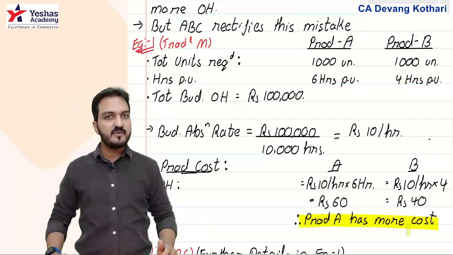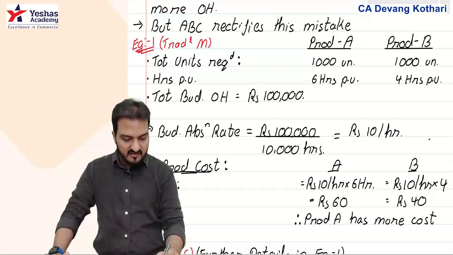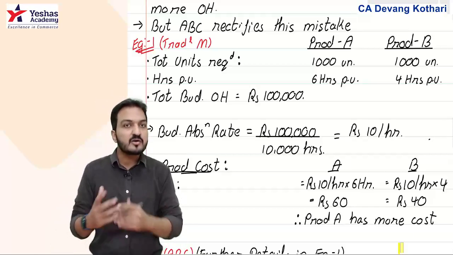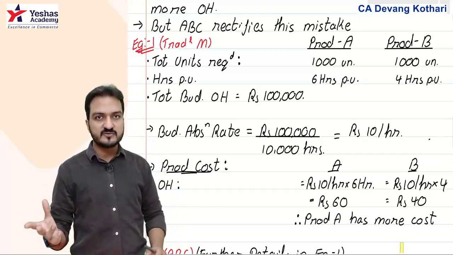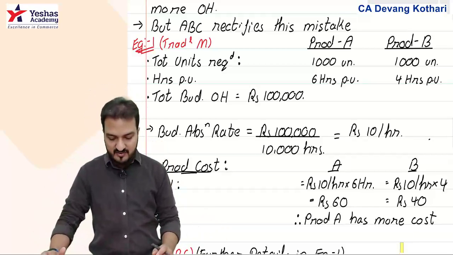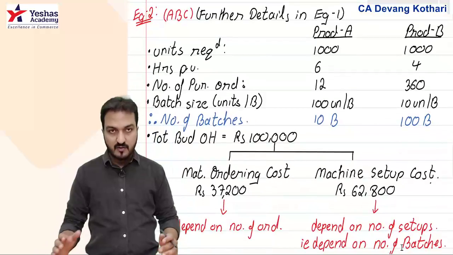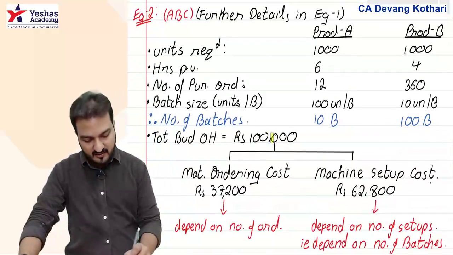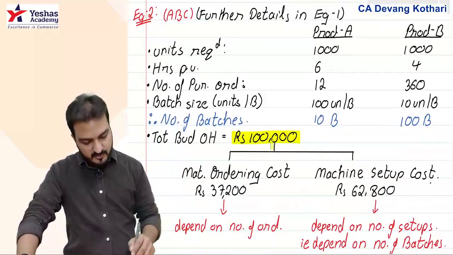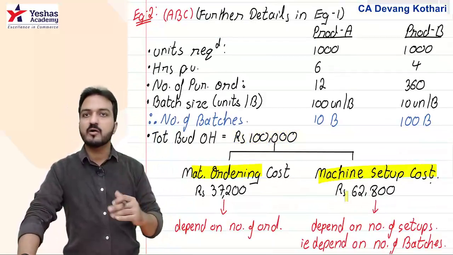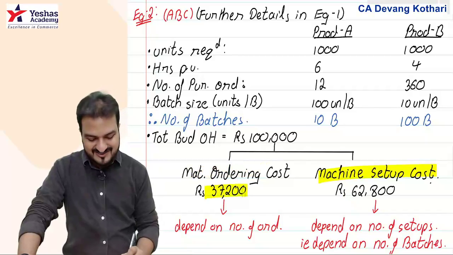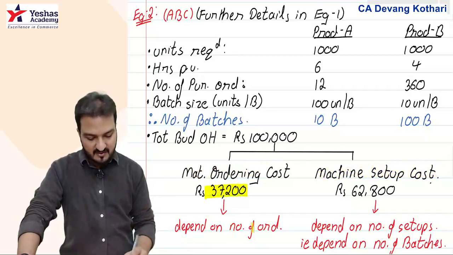But your activity based costing method says differently. Activity based costing says that it is not necessary that if the product takes more time, it will have more overheads. Because I showed you in this example that out of my total overheads of 1 lakh, all the components of those overheads did not depend on hours. Ordering cost depends on the number of orders that I make.